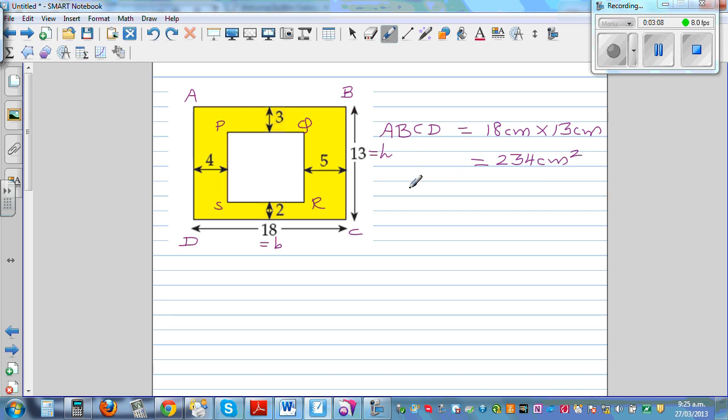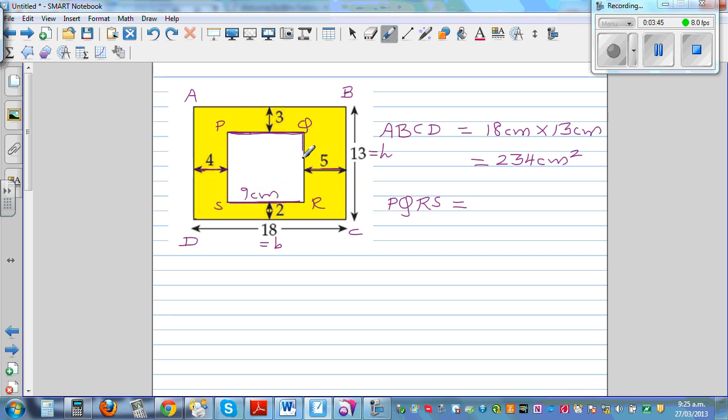Now how do you find the area of the inside, that is PQRS? Imagine this is a piece of wood which has a hole in the middle. What's this length, the base? We know from end to end is 18, and we know this length is 4 and this length is 5. Can we use these to find this length? Well, that is 18 minus 9, because 4 plus 5 is 9, so this is 9 centimeters.